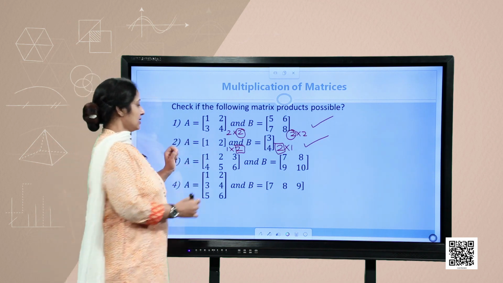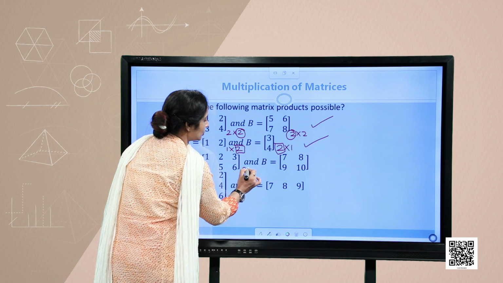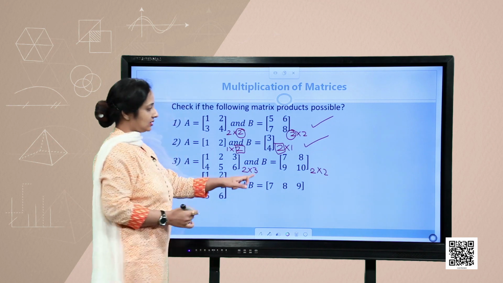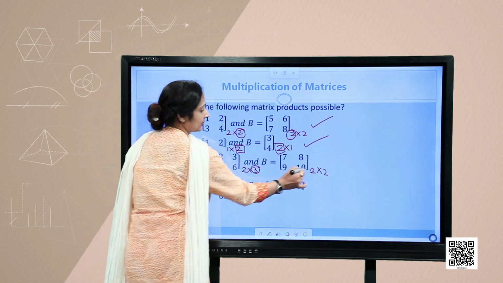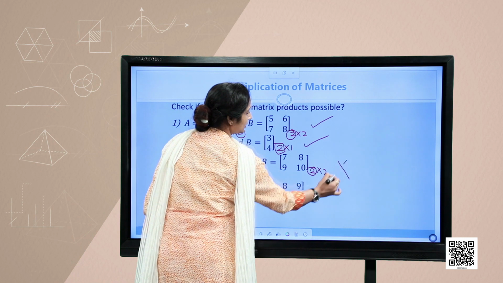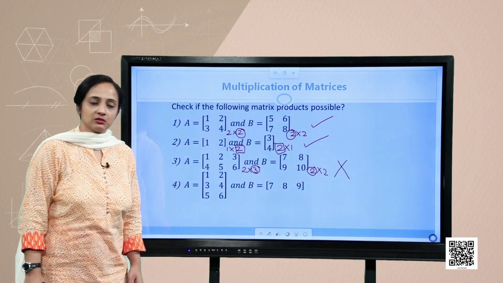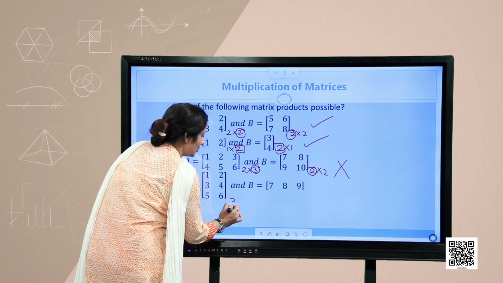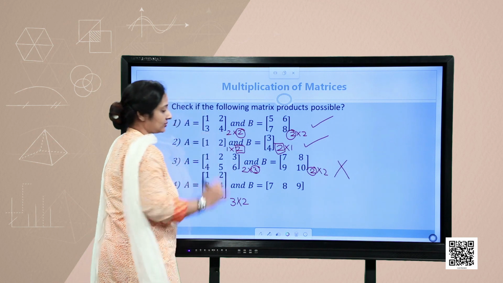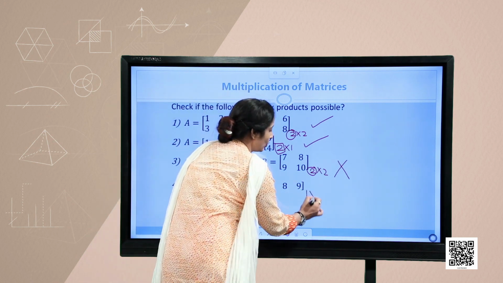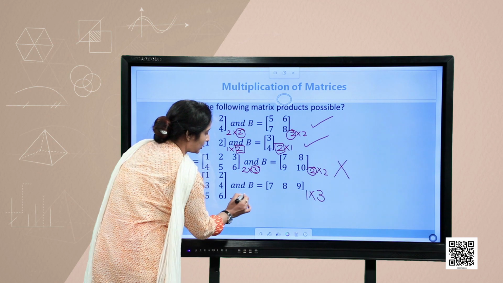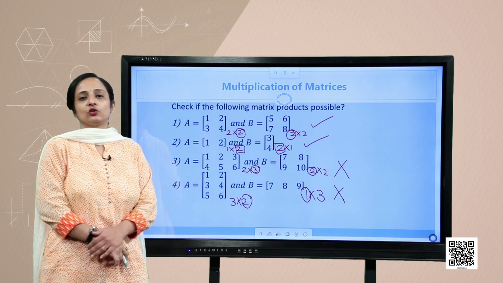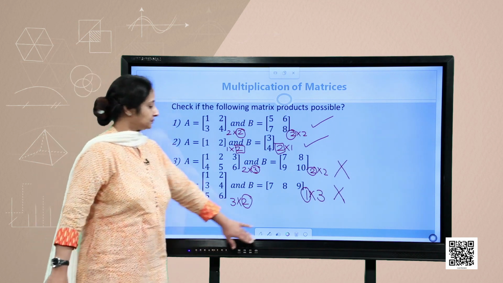For the third case, check out the order. This is 2 by 3 and this is 2 by 2. So you can see that this 3 and this 2 are not equal. So this matrix product is not at all possible. For the last and final example, we are having the order of matrix A as 3 by 2 and this is 1 by 3. Again you can check that this 2 and this 1 are unequal and this product of matrices is also not possible.